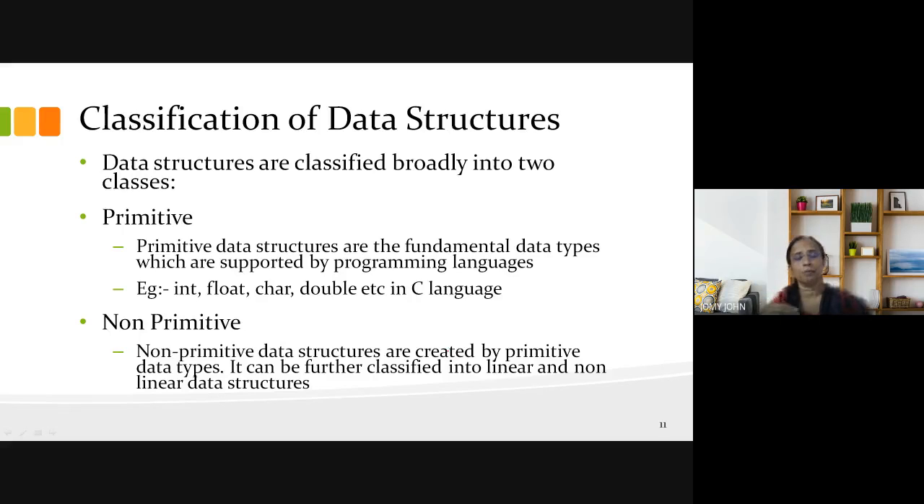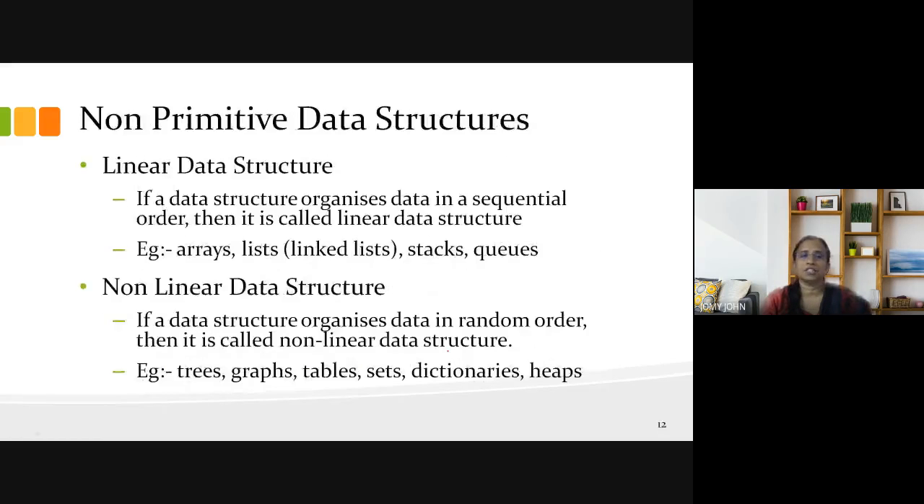And the second part is non-primitive. That means the data types or data structures which are not primitive. How do we create a non-primitive data structure? We create a non-primitive data structure using the primitive data types. Using primitive data types, we are creating another data structure. They are known as non-primitive. Again, non-primitive data types are classified into two: linear data structure and non-linear data structure.